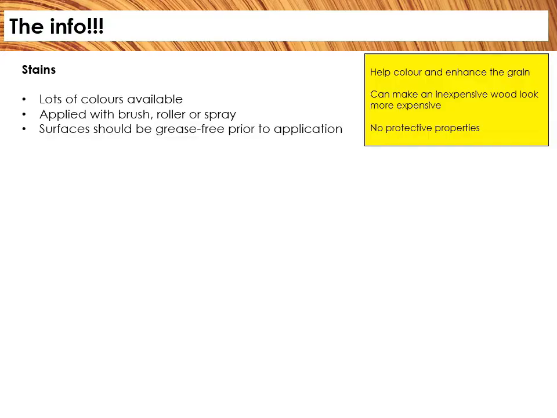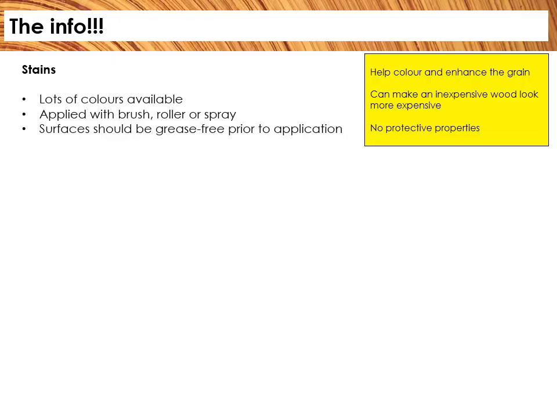You can get stains that are, for example, like an oak stain or a teak stain or mahogany, and they will help colour but also enhance the grain. They can make an inexpensive wood look more expensive. So if you used a darker wood stain on pine, it could make it look like a more expensive hardwood. But like I said, stains have no protective properties.